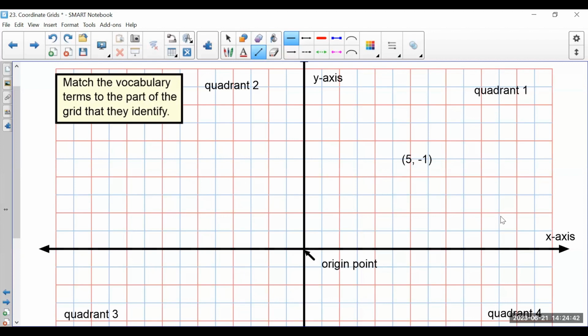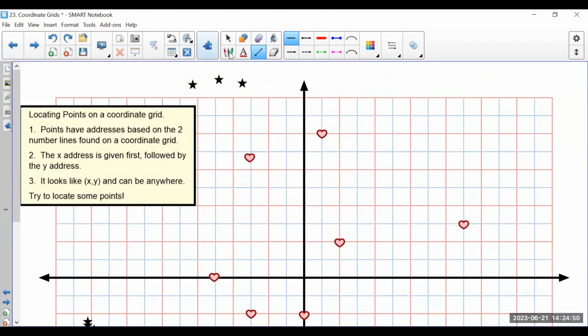Origin point is where they cross. X-axis is the horizontal line. Y-axis is the vertical line. Next, you need to be able to label a point if they give you a point. So they give you a point, and these hearts are going to be the points that we label. And we're going to say, what is their address? What is their location? So all addresses on a coordinate grid are written like this.